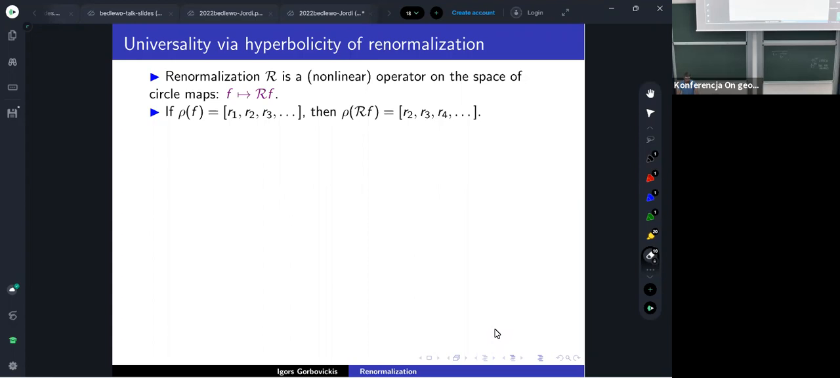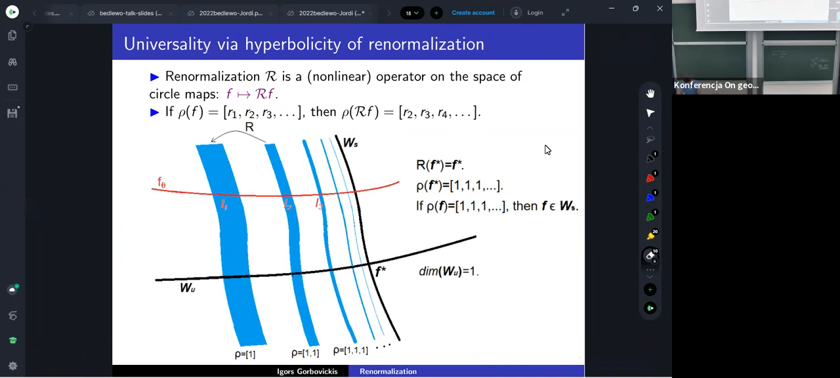It acts on the rotation numbers as the Gauss map. So if the rotation number is expressed in a continued fraction like that, then after applying renormalization, the first digit of the continued fraction disappears, and we start just with R2, R3, and so on. Okay, so here's the picture, and let me explain it. This is my attempt to give a two-dimensional picture of an infinite dimensional space. The phase space is the space of circle maps, which is of course infinite dimensional.